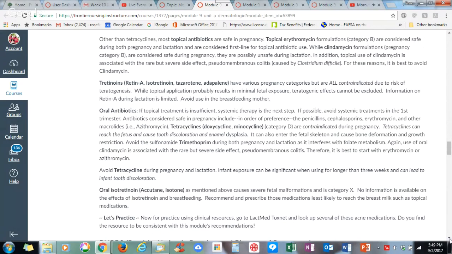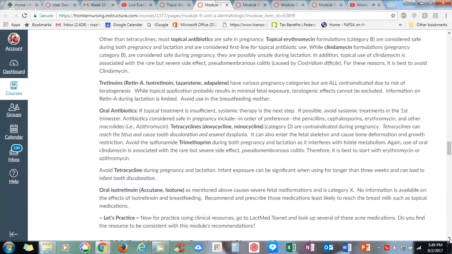Tretinoins, Retin-A, isotretinoin, tazarotene, adapalene have various pregnancy categories, but are all contraindicated due to risk of teratogenesis. While topical application probably results in minimal fetal exposure, teratogenic effects cannot be excluded. Information on Retin-A during lactation is limited. Avoid use in the breastfeeding mother.